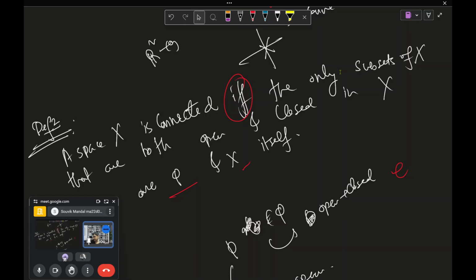So till now we have seen two definitions of connectedness. There is one more definition, but right now we're not getting into it, because most probably these two definitions will suffice.